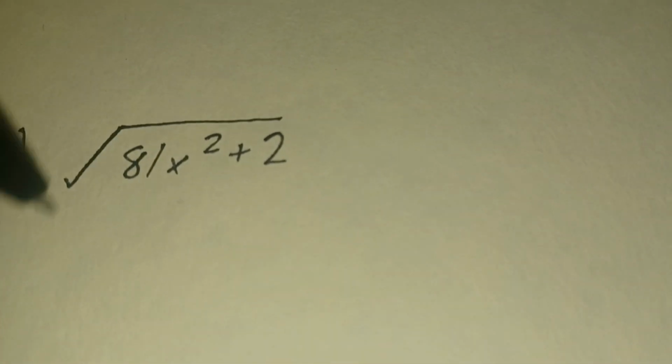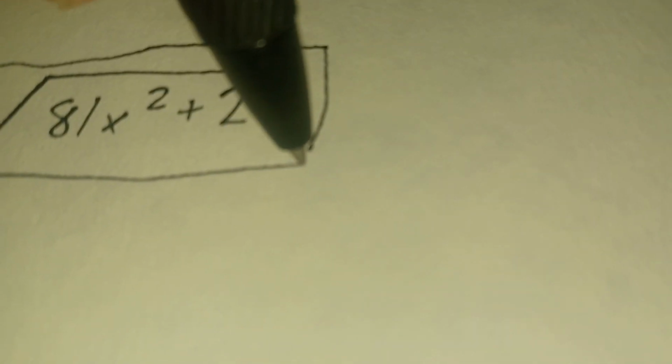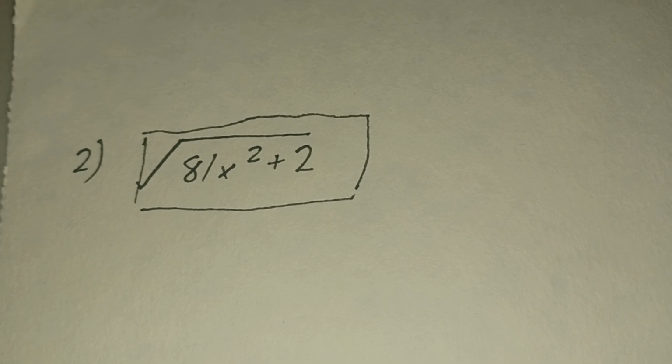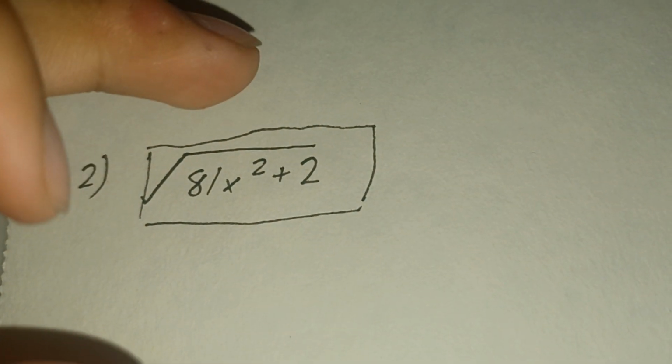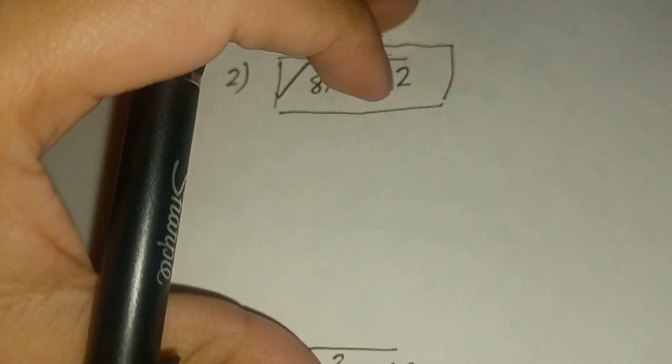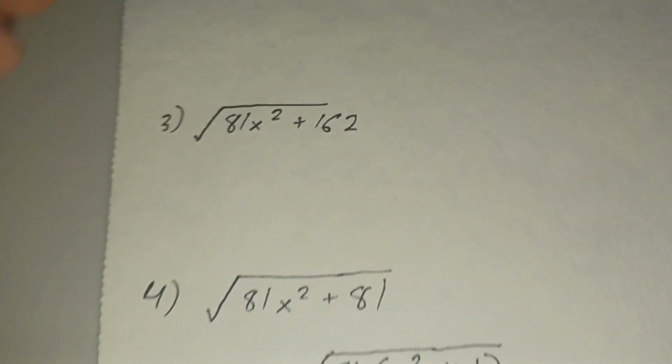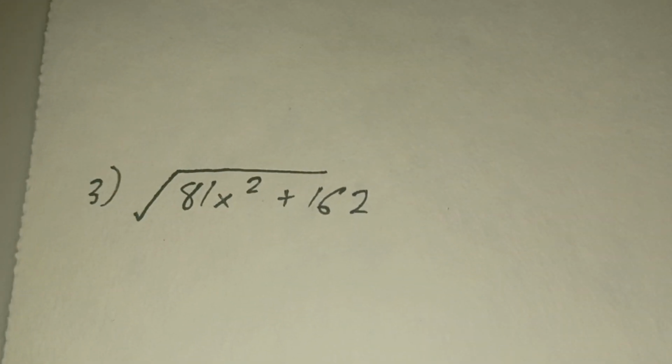So this is going to be our answer. This is about as simplified as it can get with real numbers. Just like that. That's our answer. The square root of 81x squared plus 2. That's about as much as we can do with that. Now the last one.